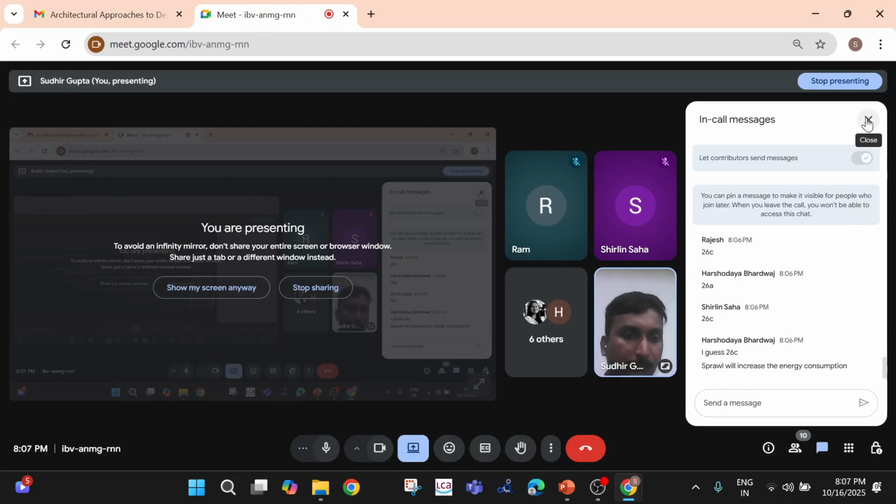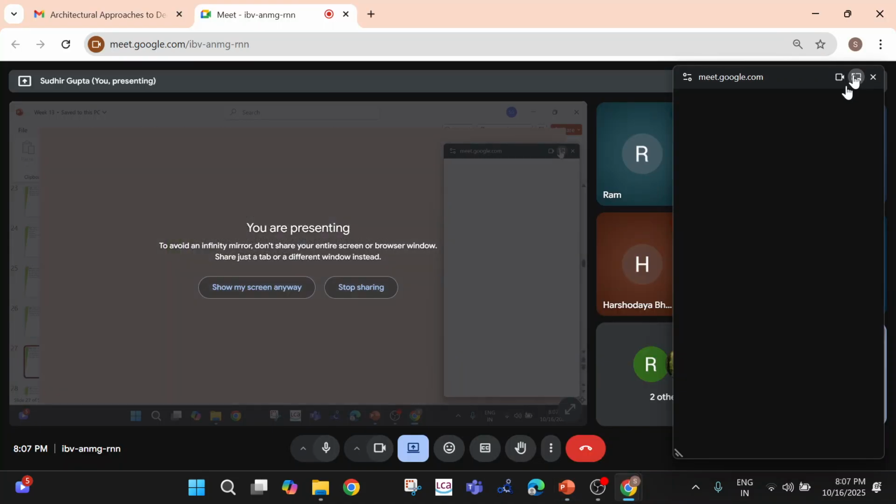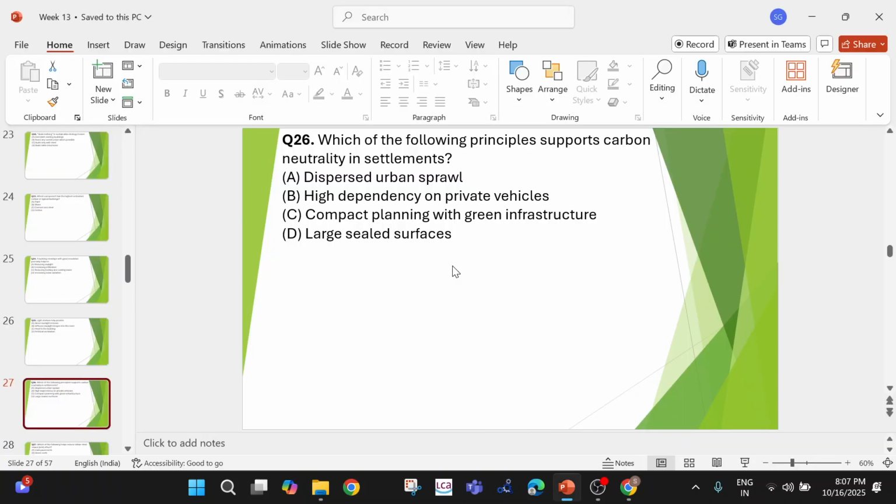That's good to see. He has also mentioned in the explanation that sprawl will increase the energy consumption, which is why option C is the correct answer. Is it clear to all of you? 26C is the correct answer. Compact planning and green infrastructure will overall support carbon neutrality in settlements. Can we move to the next question, because we have completed half of the question series here?